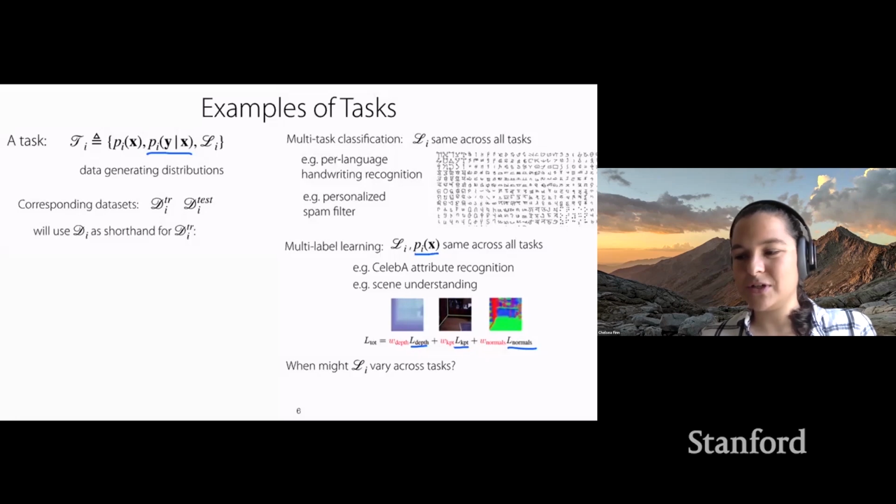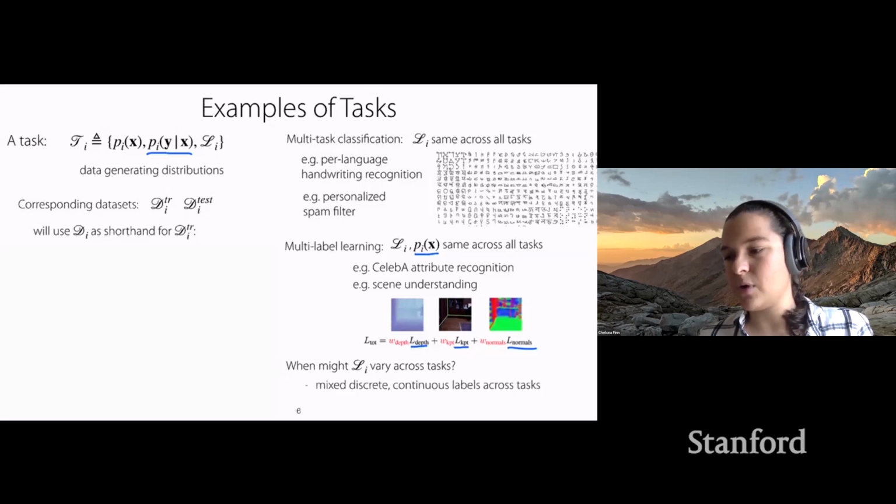The last question is, when might the loss function vary across tasks? In both of these first two examples, the loss function is the same across tasks, and what's really differing is the data generating distribution. There's a few settings where we might see the loss function vary across tasks as well. One might be where some labels are discrete and some labels are continuous, and you may want to have different loss functions for different kinds of labels.